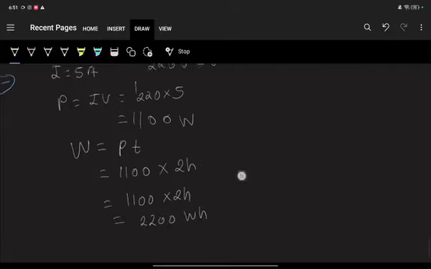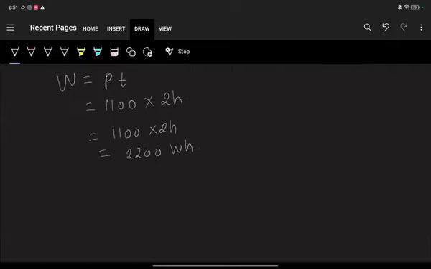But we need to convert this into kilowatt. Okay? So to convert watt into kilowatt, we simply divide it by 1000. Cancel these zeros. We get 2.2 kilowatt hour. That will be our answer.